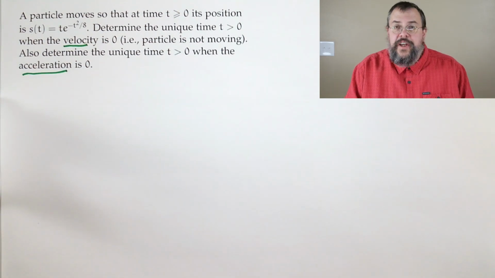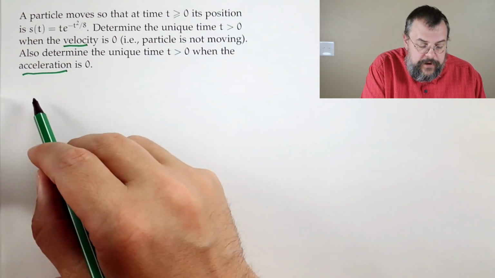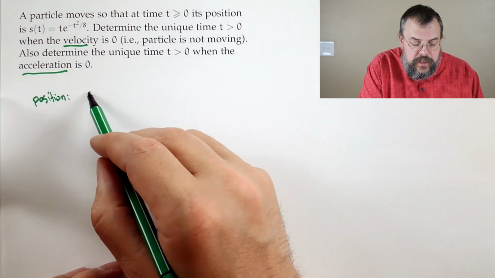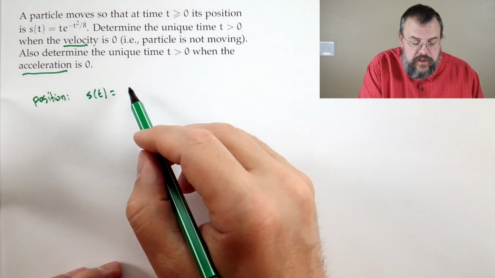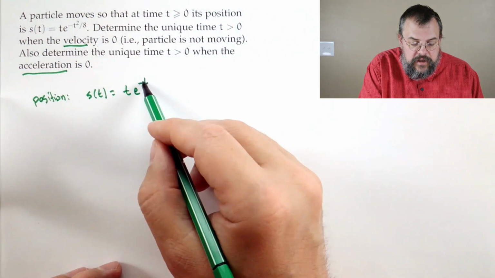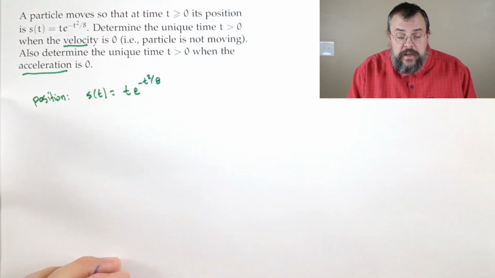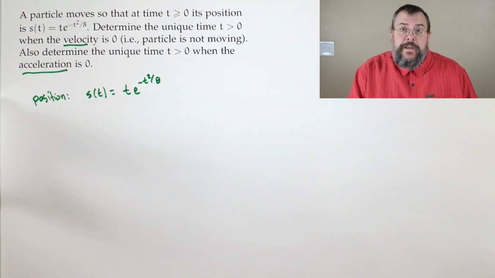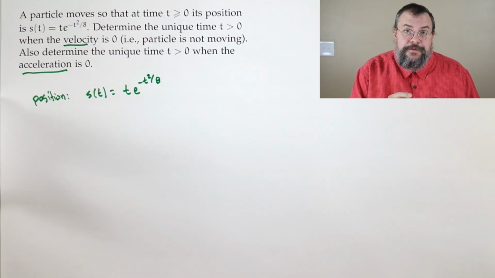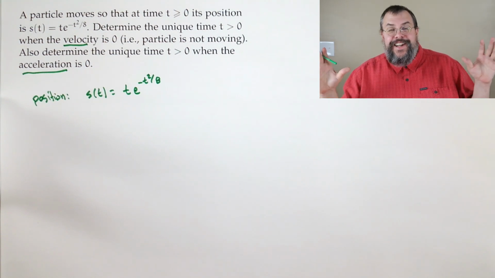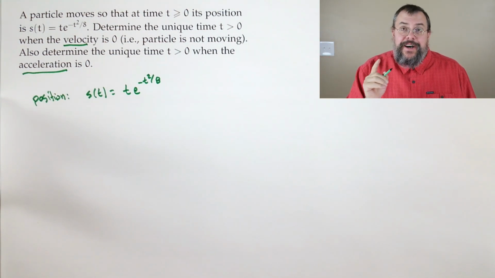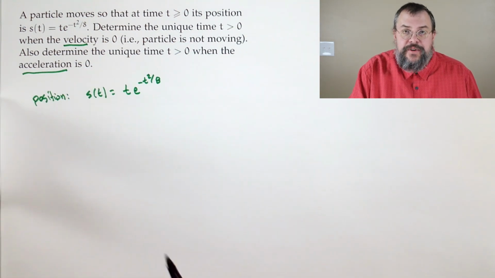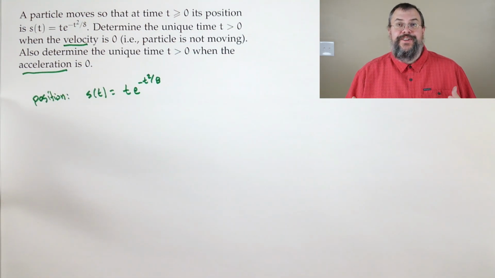So we're going to start by taking our derivatives. We have our position, which is our function s of t, and that's t e to the minus t squared over 8. Now, what rules are we going to need to take this derivative? Well, we're going to need the chain rule, which is not a surprise because today is chain rule day, but that's not the only rule we need. We also have t times here, which means we need the product rule.